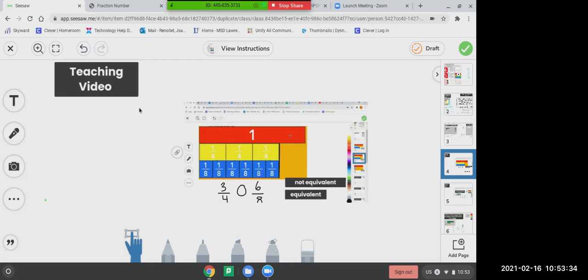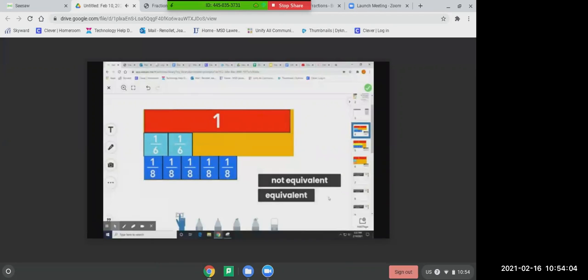On slide number 4, there is a teaching video. I'm going to play the video. Students are looking and listening and thinking about the example. How can fractions be equal but use different numbers? Let's take a look at this one. I see that we are comparing 2/6 and 5/8.